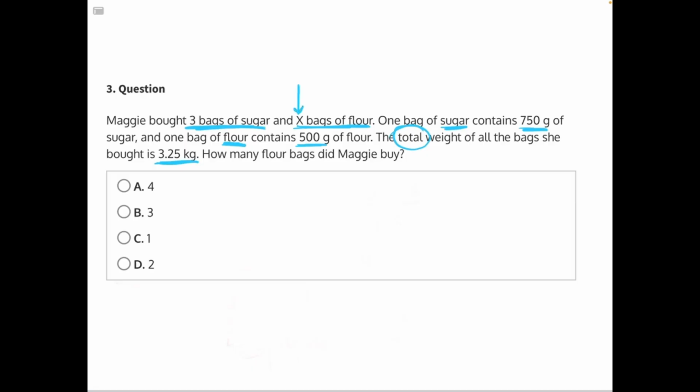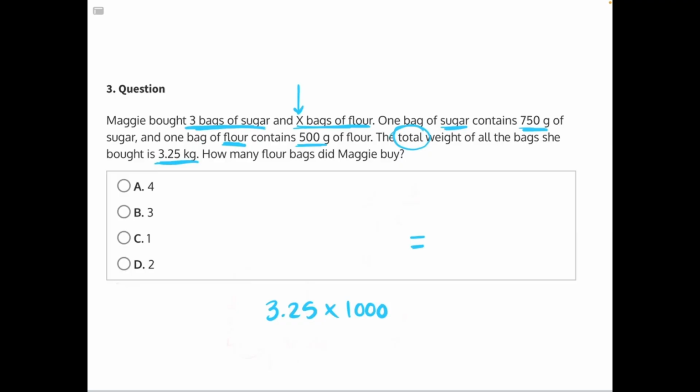So we need to set up an equation. So total is going to be our equal sign. Let's start there. It equals 3.25 kilograms. Now I don't want to write 3.25 because we're using a different metric, kilograms and grams. So let's convert everything to grams. To convert kilograms to grams, we need to multiply 3.25 by 1,000 because a kilo is 1,000.